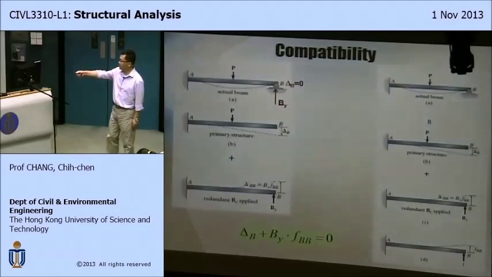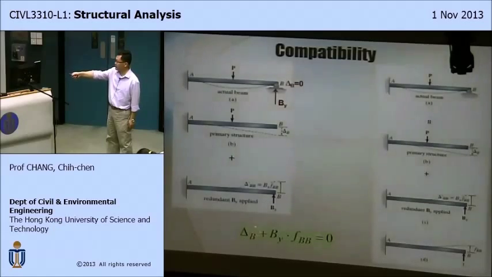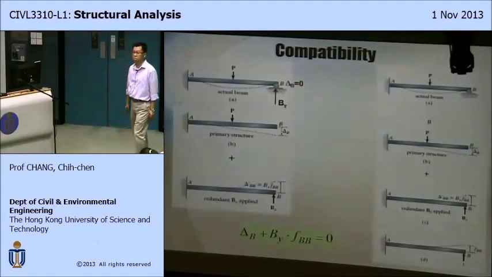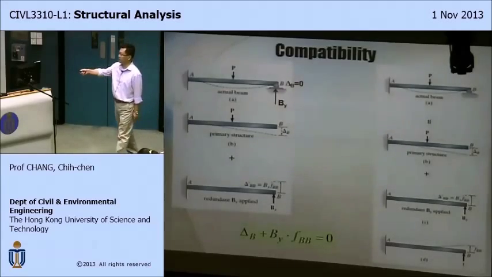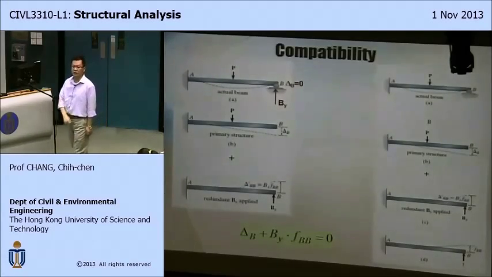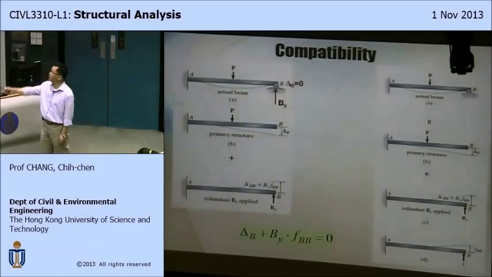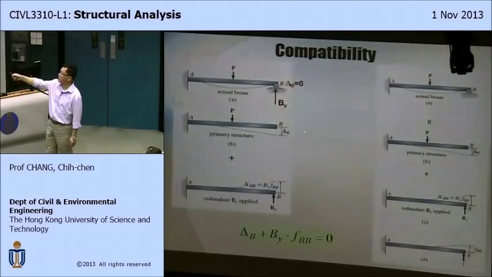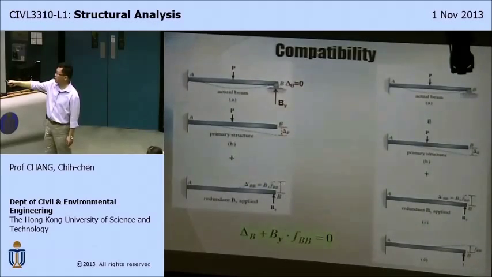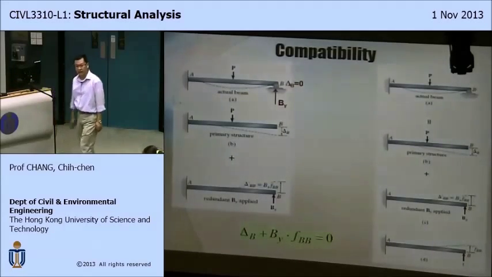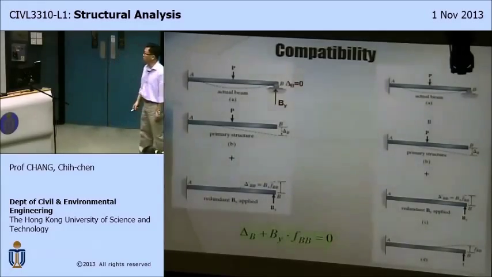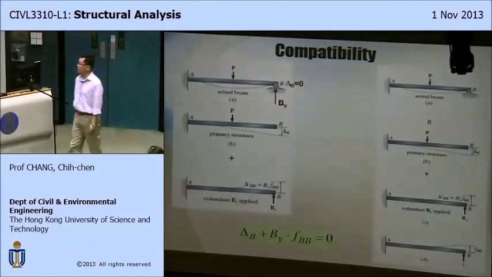So the compatibility equation says the displacement due to the external force and the displacement due to the redundant force sum up to 0. Be careful that the displacement we talk about has a directional factor. Positive is upward, negative is downward, so this is positive and this is negative, which is why you can cancel them, right?